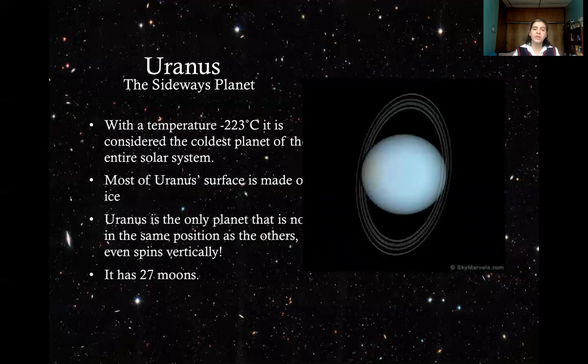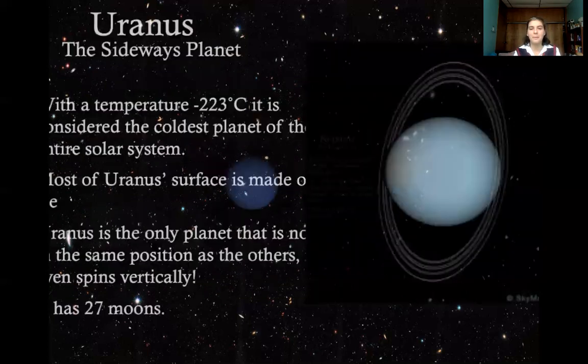Most of Uranus' surface is made out of ice because, as I said, it's so far away from the sun. The entire surface of this planet has no liquid, okay? It's completely made out of ice. Uranus is the only planet that is not in the same position as the others. It even spins vertically, just like I said. And it also holds 27 moons.